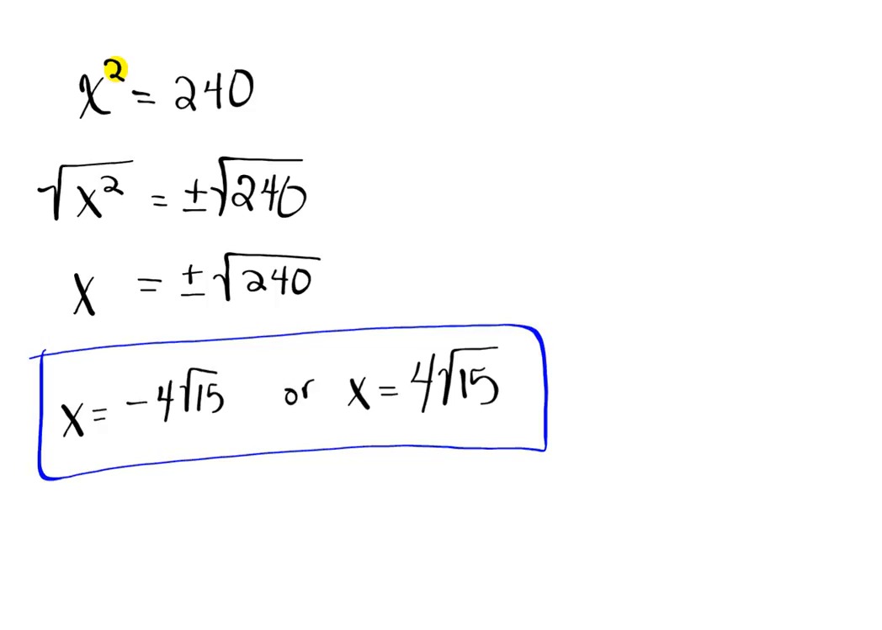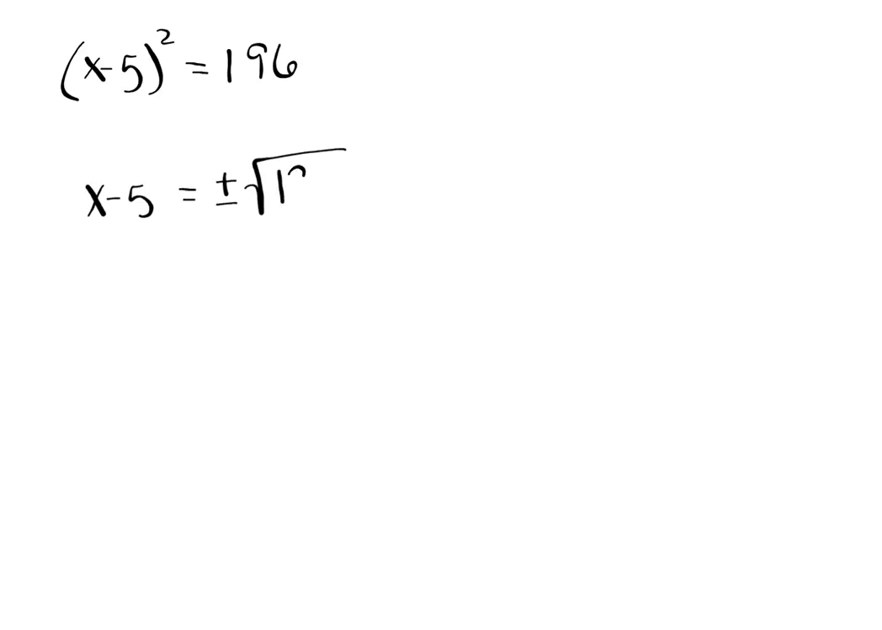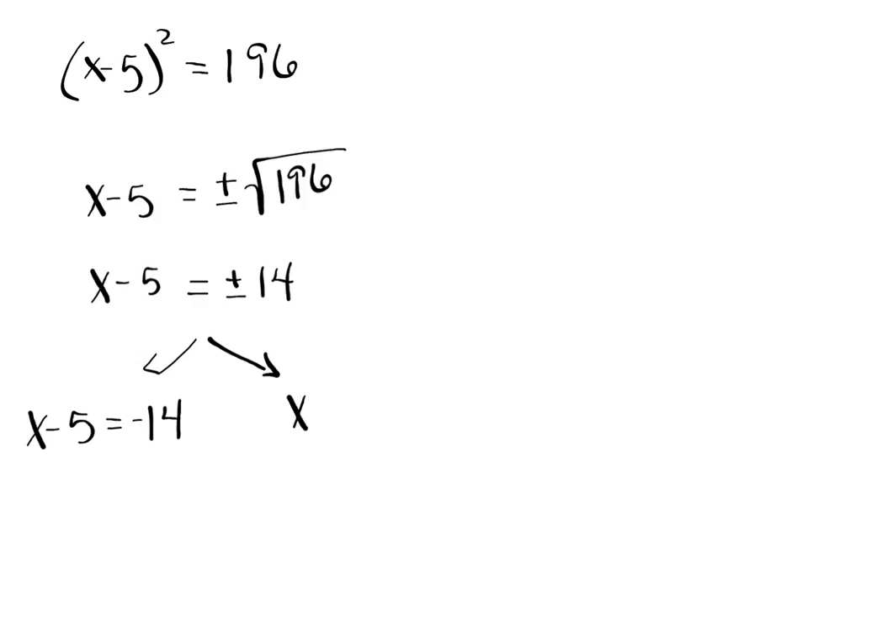Let's look at another one, a little bit more intense. Let me say again, not any more difficult, just intense. Let's look at a problem that looks like this: x minus 5 squared equals 196. Well, I take the square root of both sides. So I have x minus 5 equals the positive and negative square root of 196. The square root of 196 is 14. Again, I have two possible answers. I have x minus 5 equals negative 14, and I have x minus 5 equals positive 14.